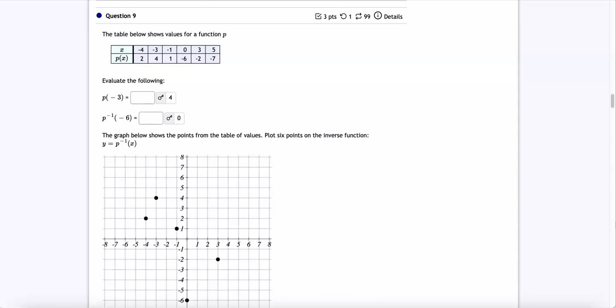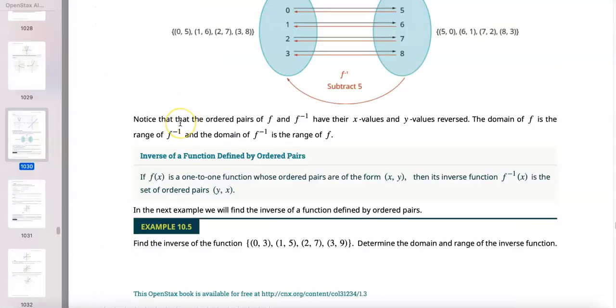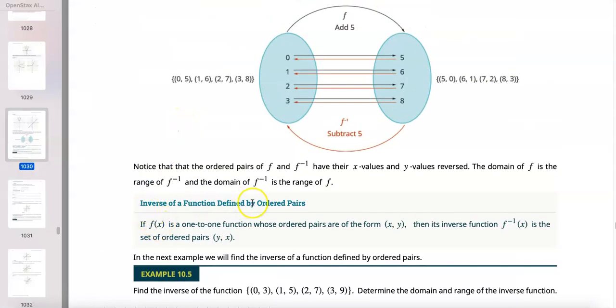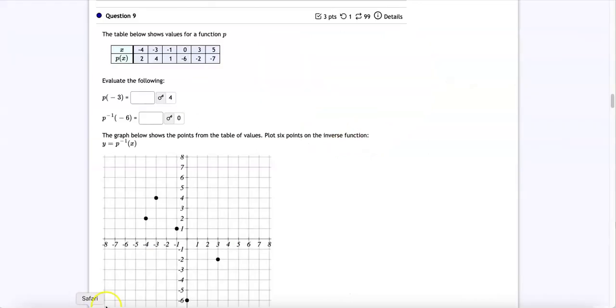Welcome back to homework 22, question number 9. We're going to hop over here to the textbook and look at what is the inverse of a function. Well, first we're going to look at an inverse of a function defined by ordered pairs, and that is because in the particular question we're looking at here, question 9, we actually have ordered pairs.